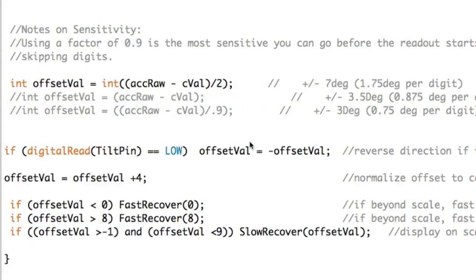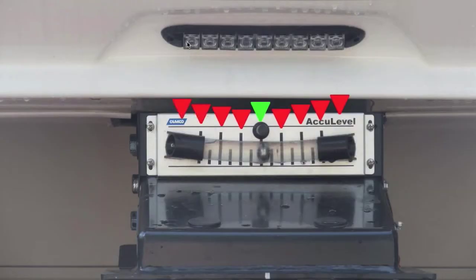And again, I should talk about sensitivity. Now, in this first example, you may recall that in a previous video, I set the offset value to a divide by 2, which gives me about 1.75 degrees per digit. So if you see the 9 LEDs up here, we have the center LED, plus four LEDs on this side, four LEDs on that side, which corresponds to the center point here, four LEDs here, and four LEDs here.